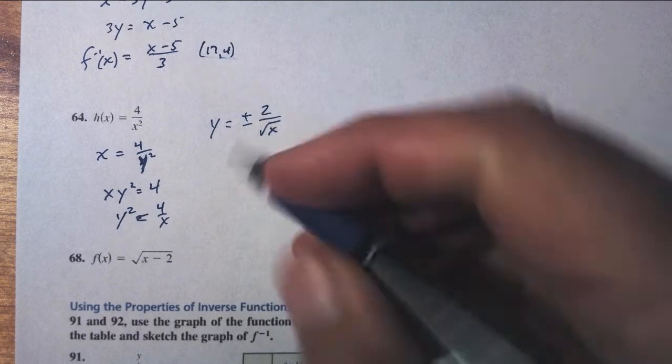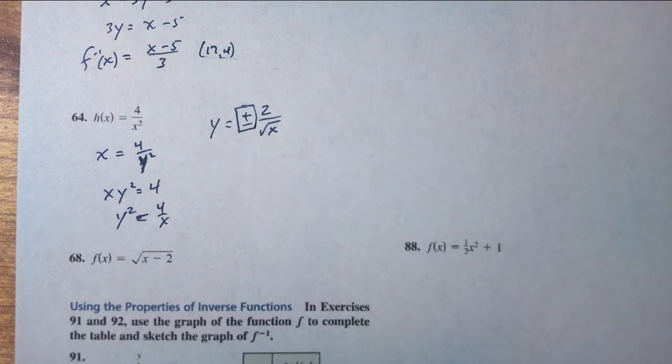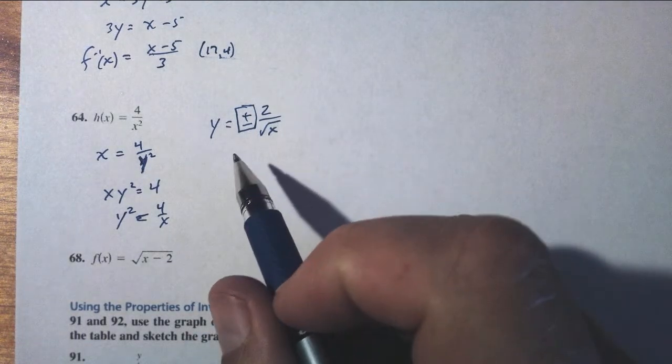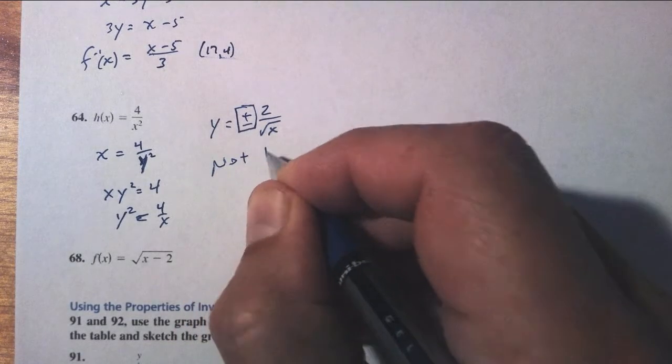This is not one-to-one. If in the process of solving for y, we introduce a plus or minus, it is not one-to-one. Determine whether the function is one-to-one. It is not one-to-one.